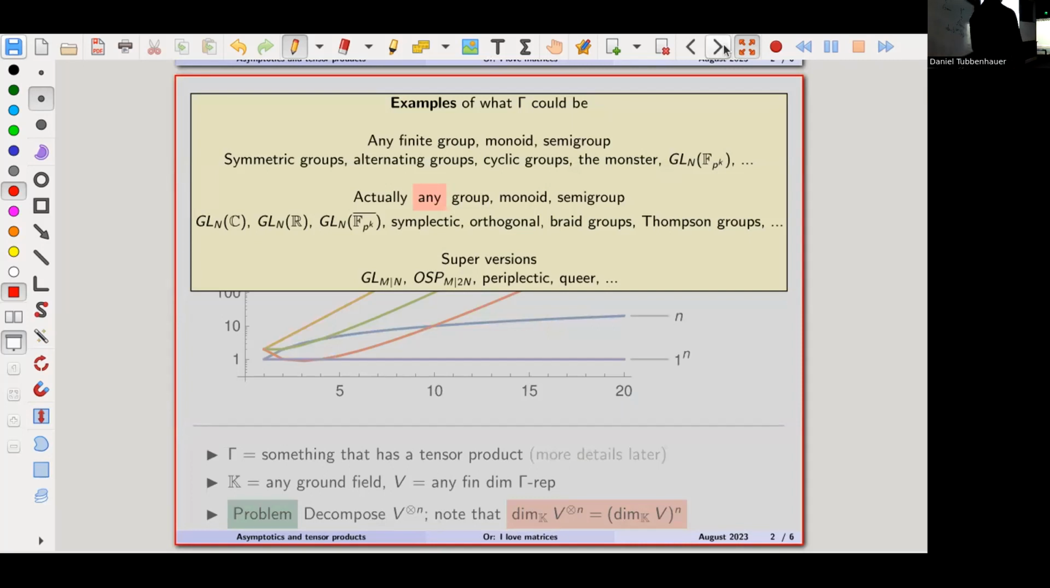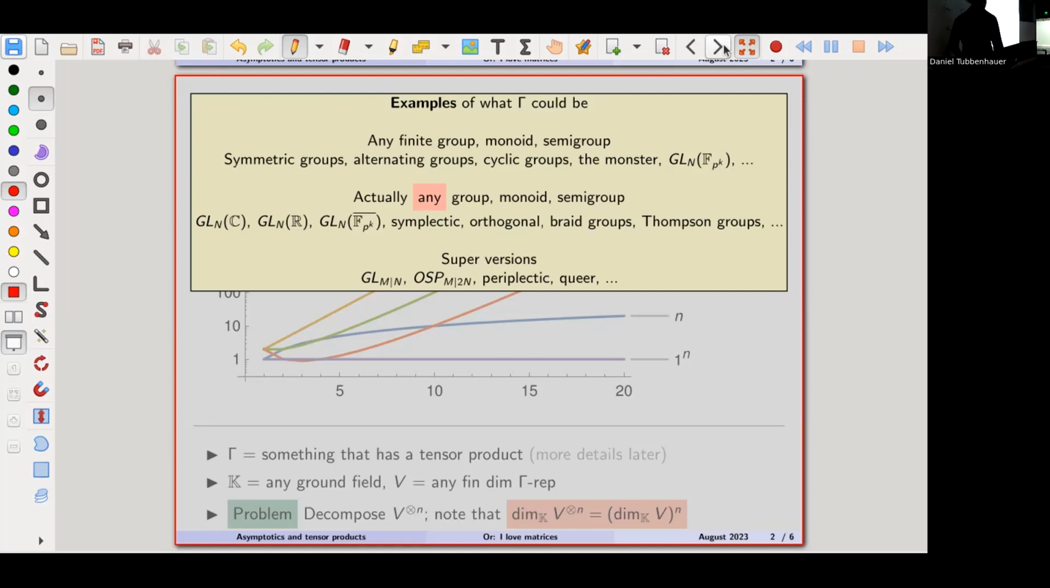It could be any finite group, any finite monoid, any finite semigroup. Semigroups still have a coproduct structure. They're not Hopf algebras, so you don't get dualities, but you still have a coproduct. Whatever. Any of those, I would like one of them.